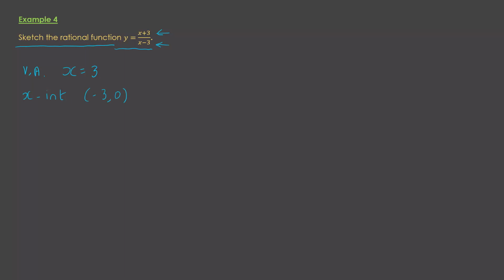If x is equal to 0, what we have is 3 divided by negative 3, which of course is negative 1. So we have a y-intercept, which is at (0, negative 1). Consider x tending to infinity. If x is really big, the 3's really don't matter. And in that case, we end up with x divided by x, which of course is 1. So when x tends to infinity, y will tend to 1.